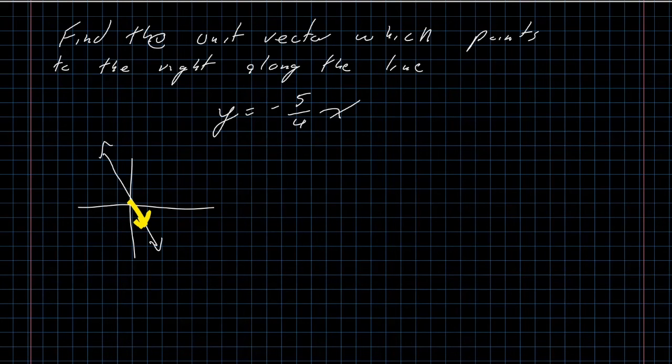But instead, I'm going to just take inspiration from what I saw in that last problem. Negative 5/4, that's negative 5 divided by 4. Set the y component as negative 5 and the x component as 4.